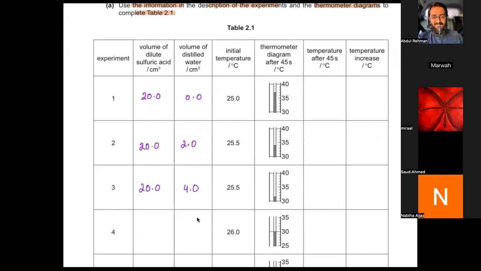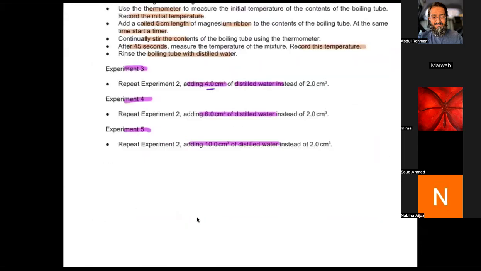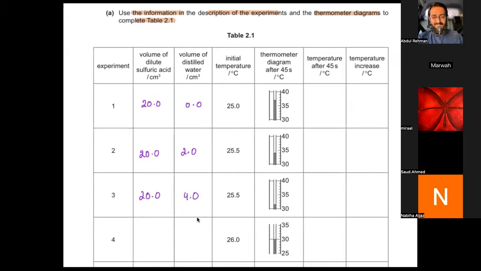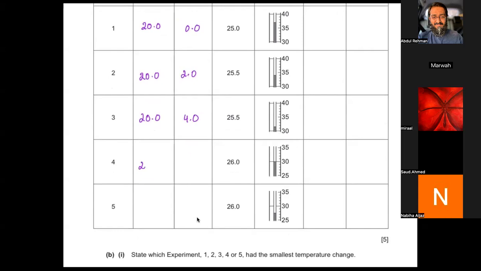Do remember this thing. As you can see over here, it is written 4.0 centimeter cube. So what you guys do in the hurry, instead of writing 0.0, 2.0, 4.0, you just write 0, 2, 4. If you do this, you will get penalized and you will not get the mark. So you have to make sure that if the examiner mentioned something, you use the same format, use 1 decimal place or 2 decimal places.